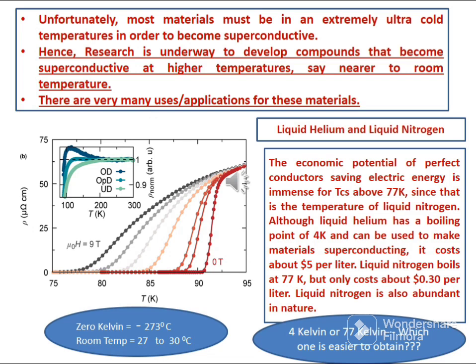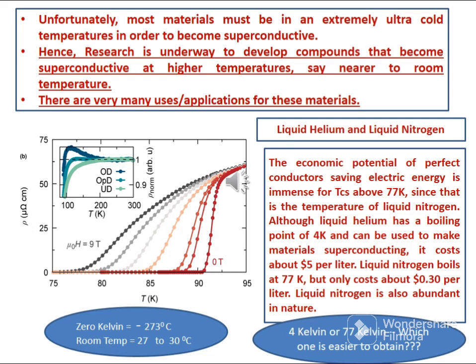And coming back to a small note on the refrigerants used here, liquid helium and liquid nitrogen. Which would you prefer? Liquid helium has a boiling point of 4 Kelvin, whereas liquid nitrogen has a boiling point of 77 Kelvin. Although liquid helium can be used to make a material superconducting, it costs about $5 per liter, whereas liquid nitrogen boils at 77 Kelvin but costs only about $0.3 per liter. Moreover, liquid nitrogen is also abundant in nature. Therefore, we will prefer liquid nitrogen over liquid helium.